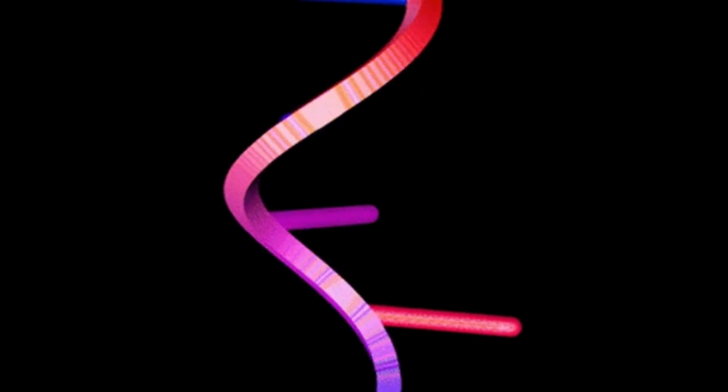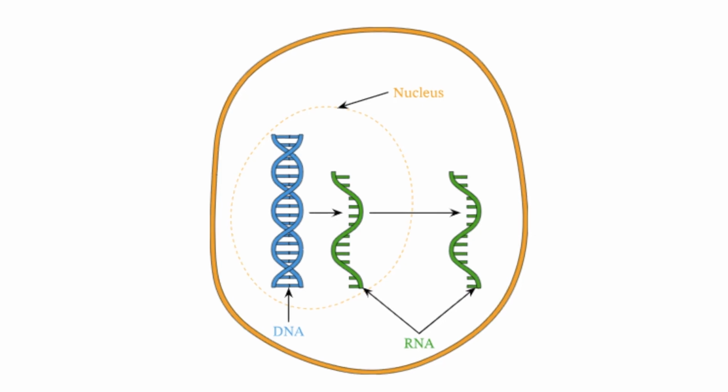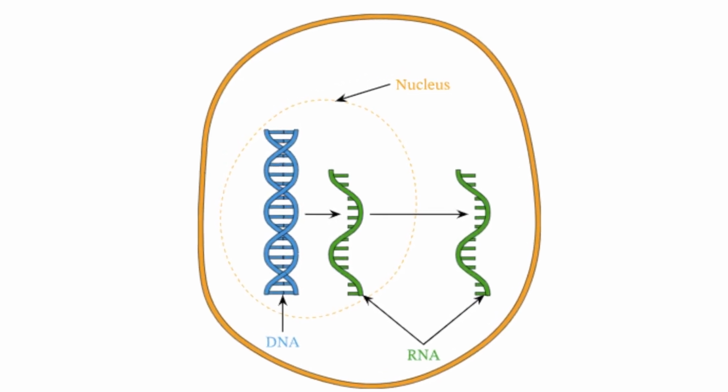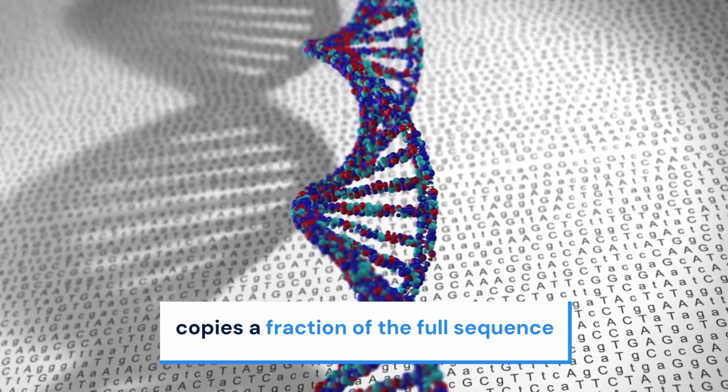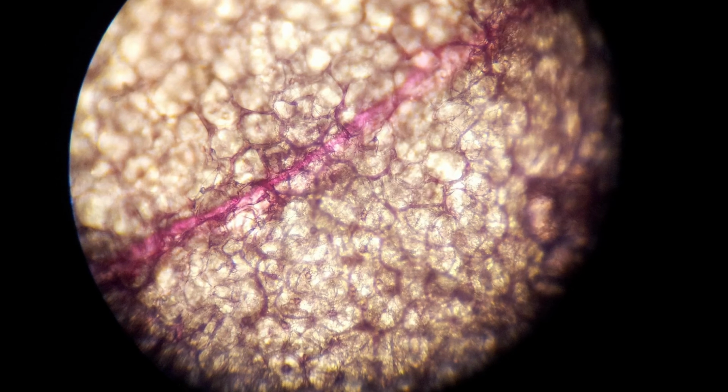RNA molecules are single-stranded, so much less stable. This means they can be broken down after use to avoid excess protein being produced. RNA is also much smaller than DNA because it only copies a fraction of the full sequence. This means that RNA molecules are small enough to move out of the nucleus to the cell's protein machinery.